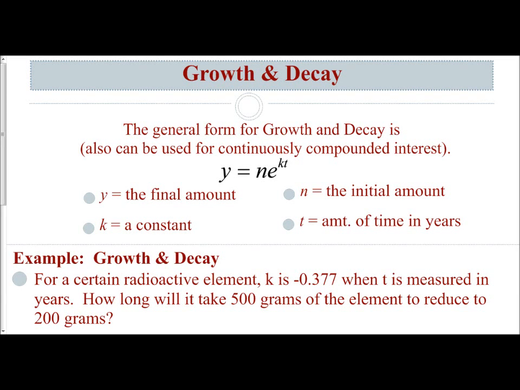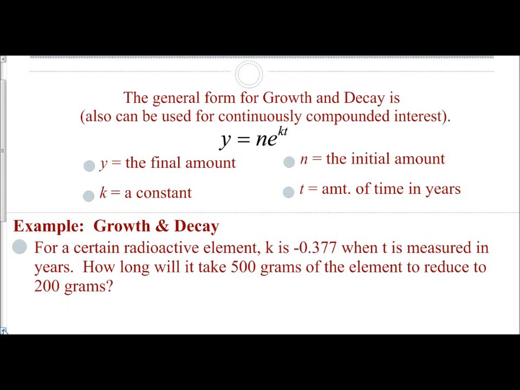In this video series, we're going to focus on how to apply base E to assist us with growth and decay problems. The first one we're going to look at is the general form for growth and decay. It's y equals n times e to the kt power. We can also use this growth and decay form for continuously compounded interest. Y is the final amount, k is the constant, n is the initial amount, and t is the amount of time in years. So let's look at an example of this.